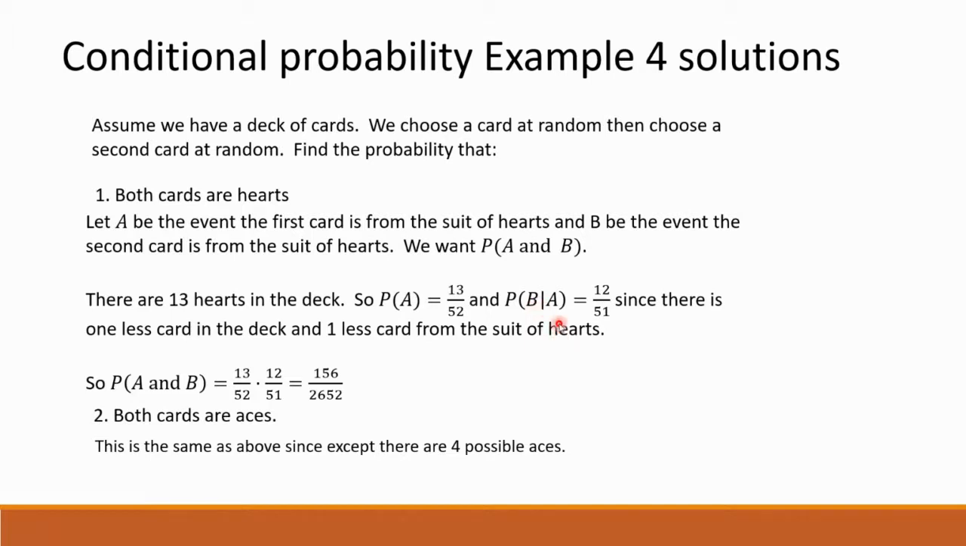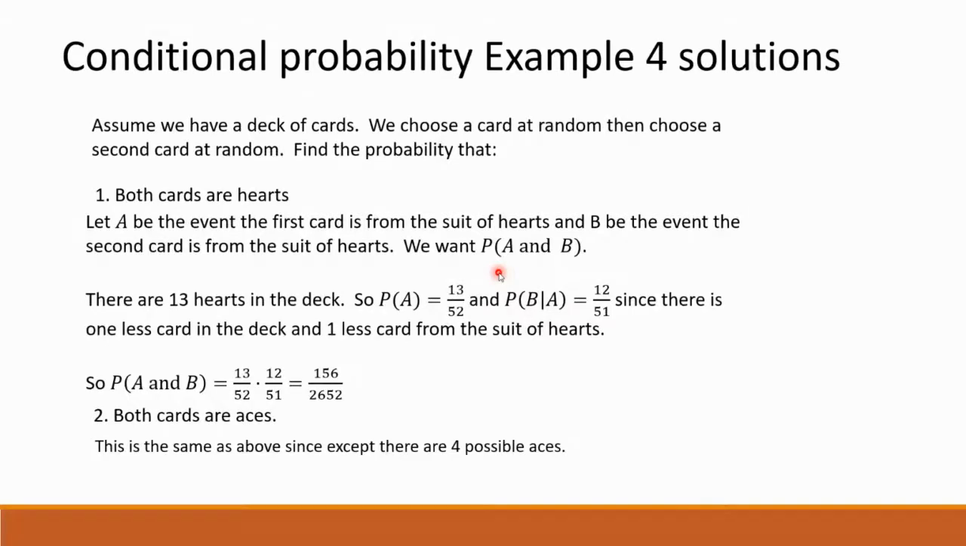So anyway, if the first card is a heart, well, notice there's 51 cards left over, right? Now that card was a heart, since event A is that the first card is from the suit of hearts. So there's only 12 hearts remaining. Hence, the probability of B given A is 12 over 51, because again, there's one less card in the deck and one less card from the suit of hearts.